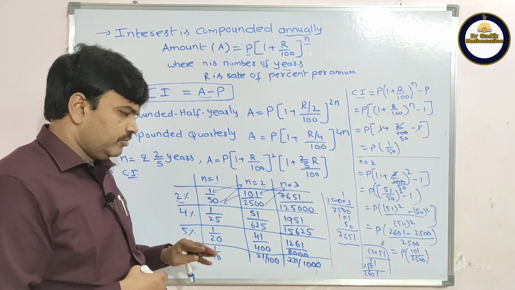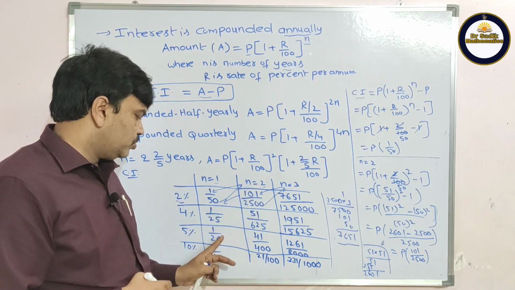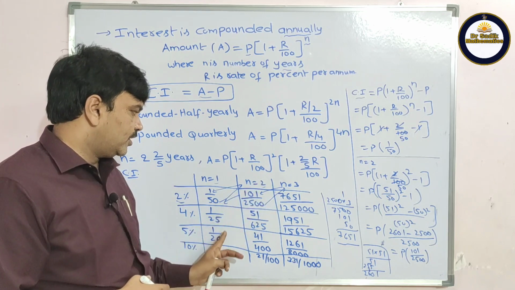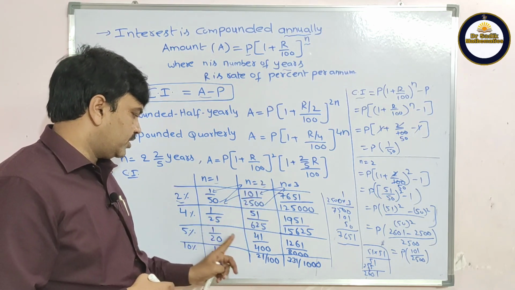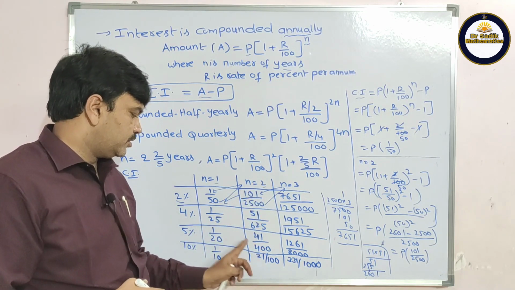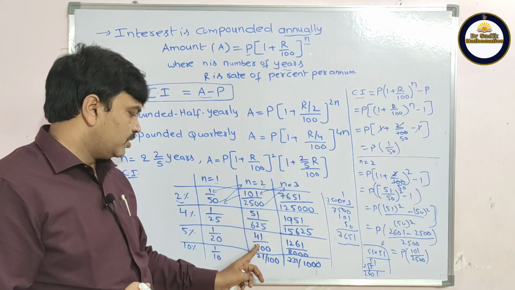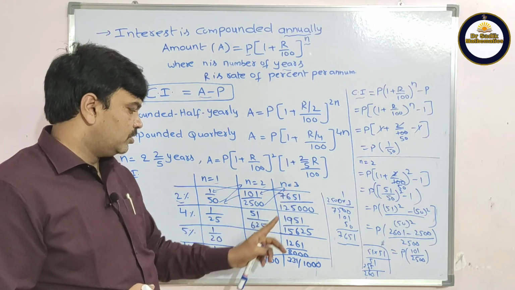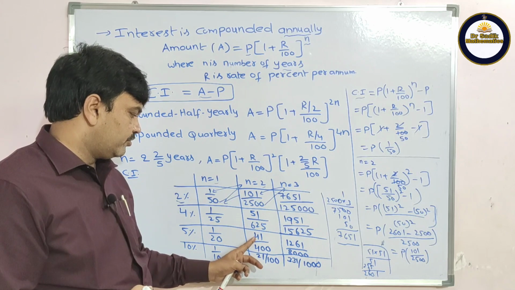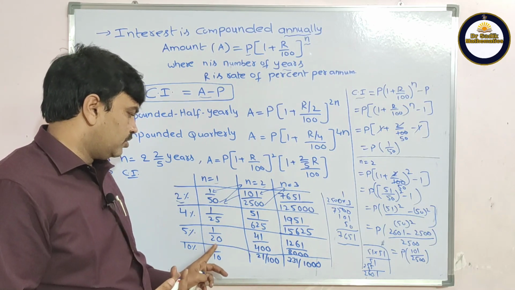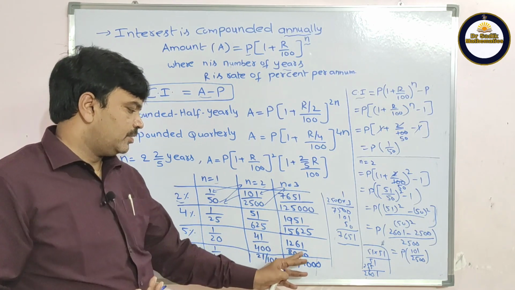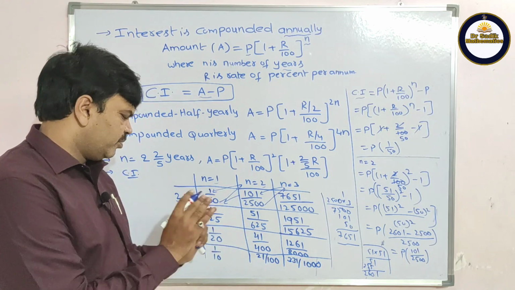5%, friends. 5 by 100 is 1 by 20. For n is equal to 2, 20 into 2, 40 plus 1, 41 by 20 square, that is 400. Now this time, friends, n is equal to 3: 400 into 3 is 1200, 1200 plus 41 is 1241, plus 20 is 1261 by 20 cube, that is 8000.